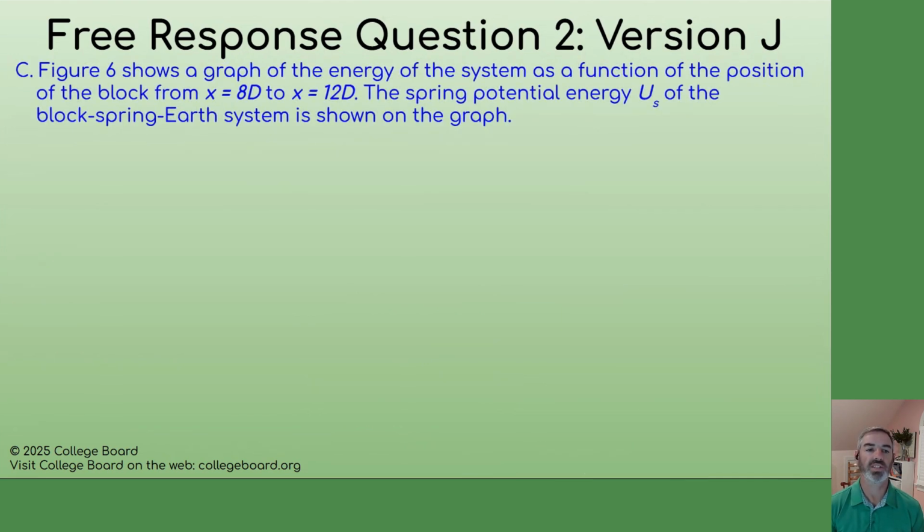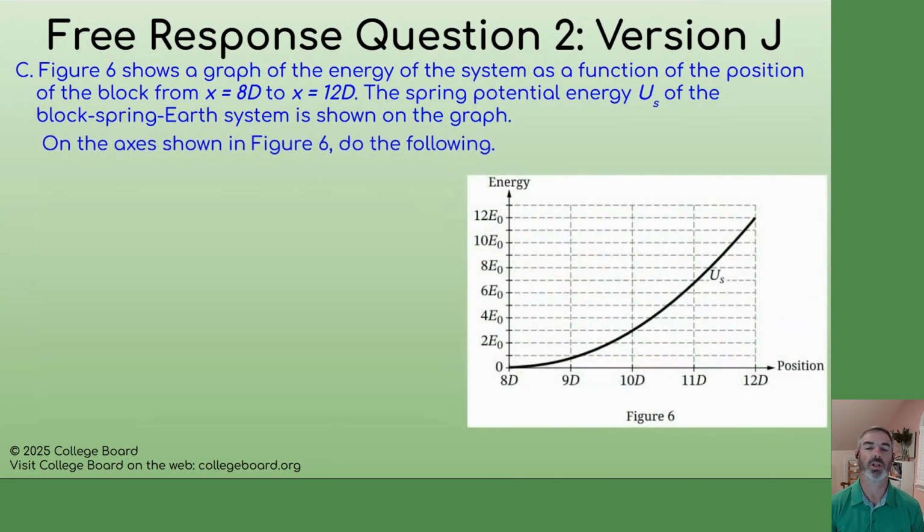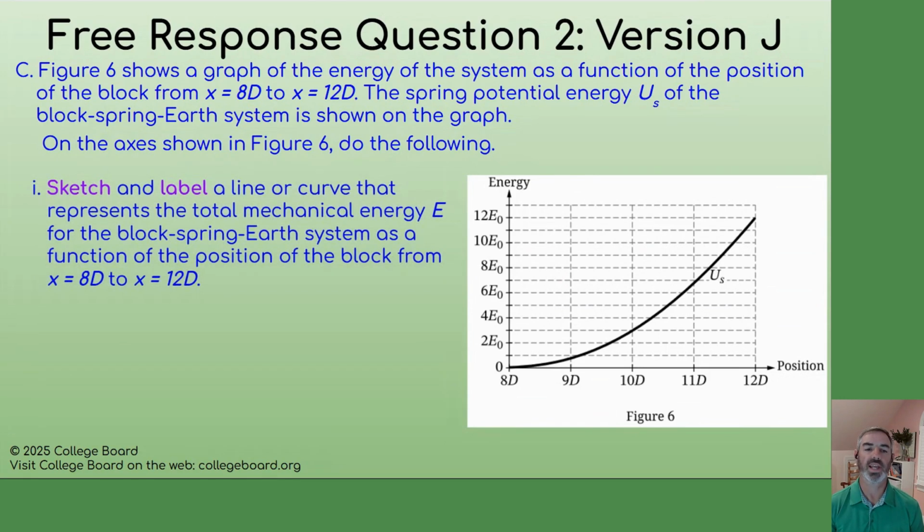Now for part C, figure 6 shows a graph of the potential energy as a function of position of the block from 8d to 12d. And we have a graph of US that's given for the block spring Earth system as shown. So we have, again, everything's in the system. So on the axis shown in figure 6, we want to do the following. We want to first sketch and label a line or a curve that represents the total mechanical energy of the block spring Earth system as a function of position from 8d to 12d.